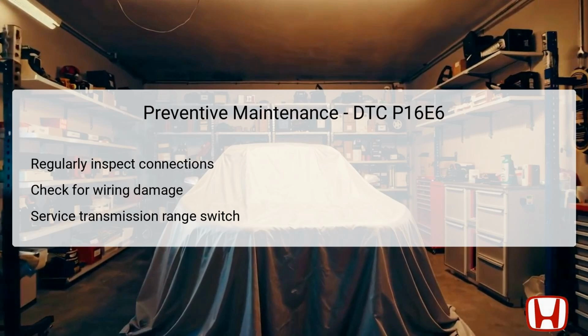Preventive maintenance is key to avoiding recurring issues with DTC P16E6 and maintaining overall vehicle reliability. Regular inspections of the connections associated with the transmission range switch and related wiring can prevent future failures. Look for signs of corrosion, fraying, or loose terminals that may lead to intermittent circuit issues. Additionally, servicing the transmission range switch periodically can help maintain its functionality, ensuring it remains responsive to gear changes. Keeping a clean and dust-free environment around these components also minimizes the risk of unexpected faults. Proactive maintenance extends the lifespan of these critical components and enhances driving safety.